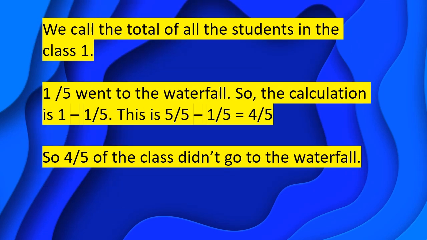So we call the total of all the students in the class 1. 1/5 went to the waterfall. So the calculation is 1 minus 1/5. We can convert the 1 into 5/5. So it's 5/5 minus 1/5 equals 4/5. So 4/5 of the class didn't go to the waterfall.